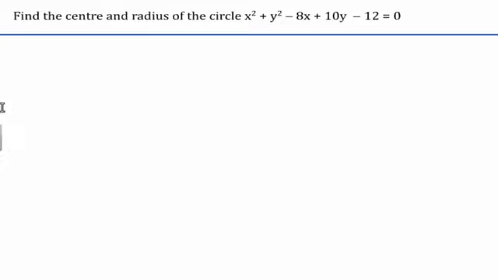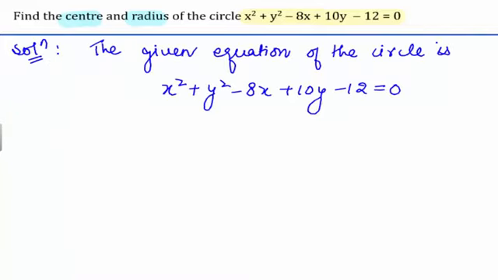In this question, we have to find the center and radius of the circle given to us, which is x square plus y square minus 8x plus 10y minus 12 is equal to 0. Let's begin with the solution. The given equation of the circle is x square plus y square minus 8x plus 10y minus 12 is equal to 0.